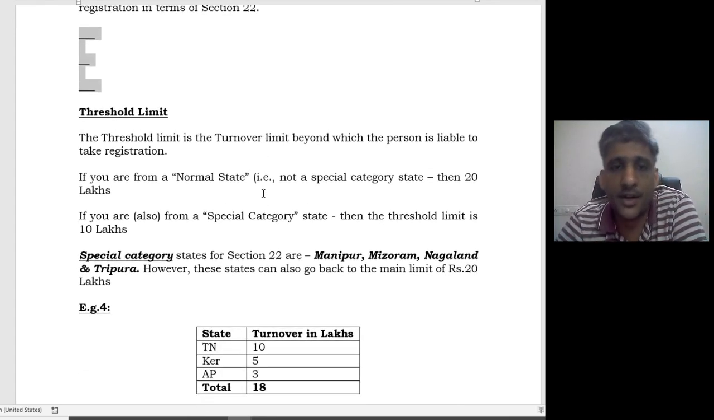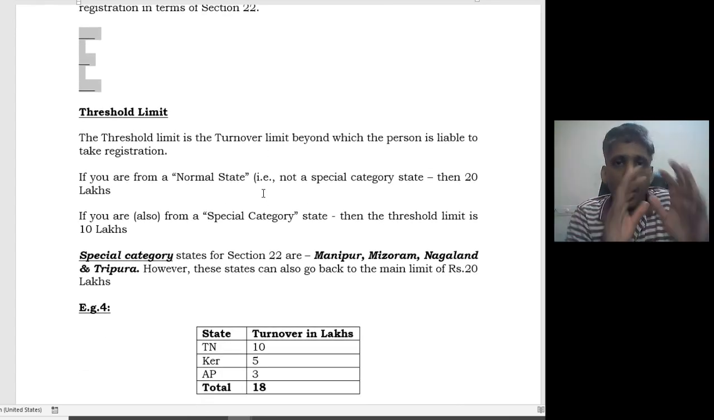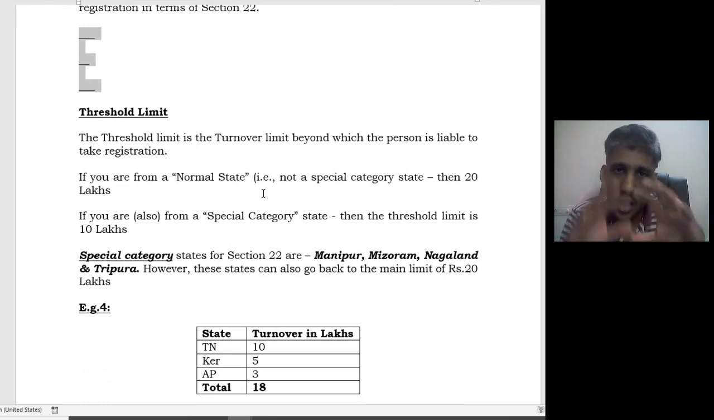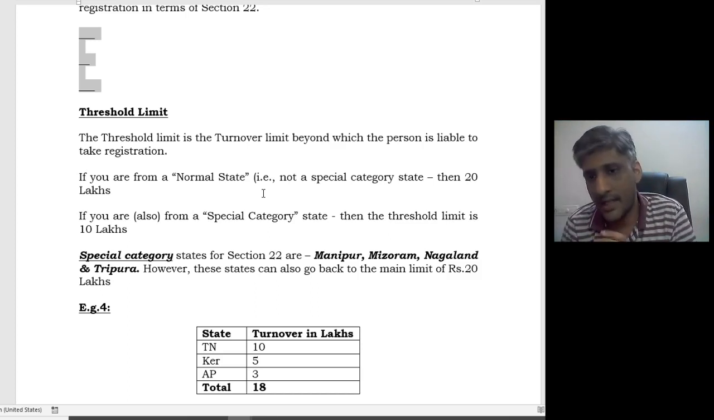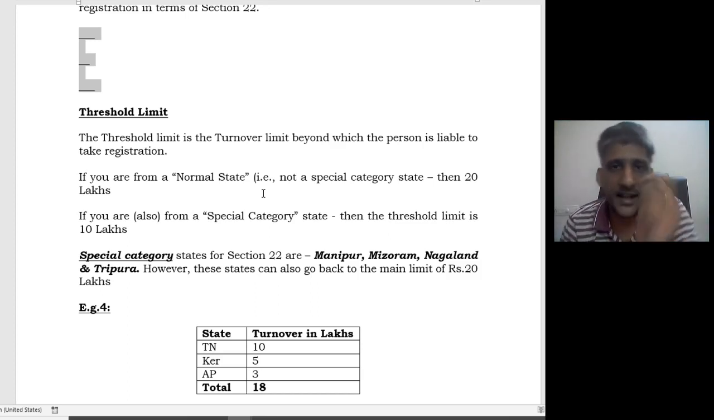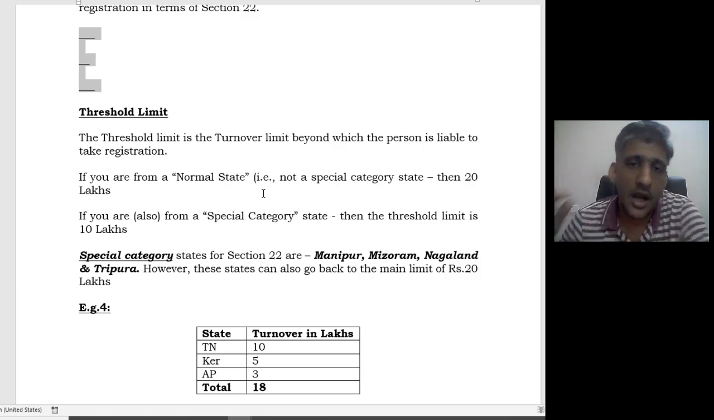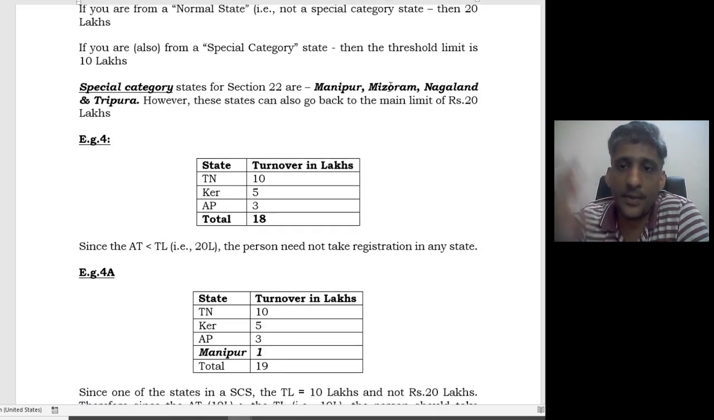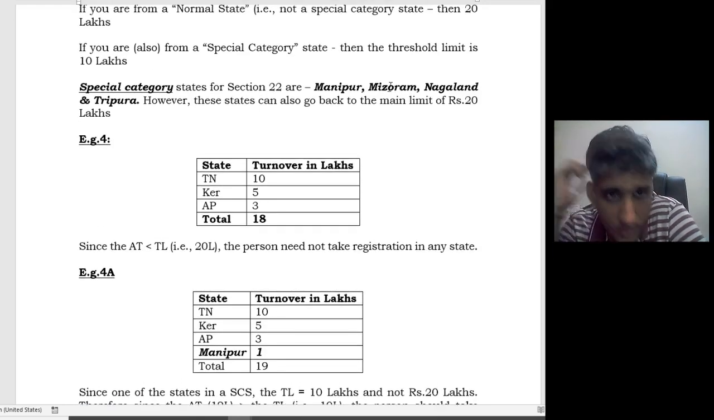If it is a normal state, it is 20 lakhs. There are 3 categories of states. Normal states, and 4 states which are part of normal but not special category. These are states for which 40 lakh is not applicable. Then the special category states, for which again 40 lakh is not applicable, and the limit comes to 10 lakh rupees. And what are the special category states? Manipur, Mizoram, Nagaland, and Tripura.